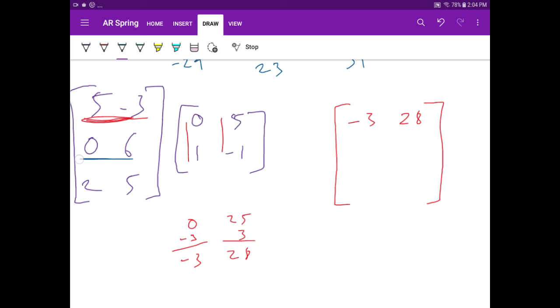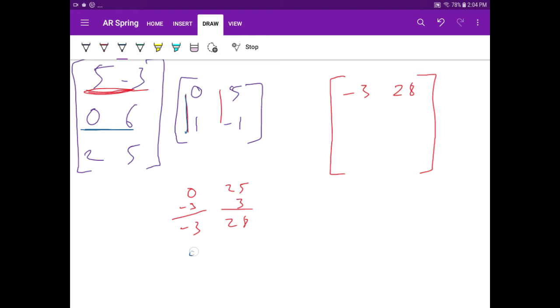Alright, now we do this one times this column. So that's 0 times 0 is 0, 6 times 1 is 6, so add that together, that's 6. 6 goes here. Now we do these. 0 times 5 is 0. 6 times -1 is -6, so that's -6. Now I do this one times this column.